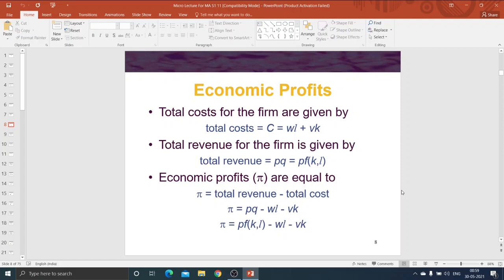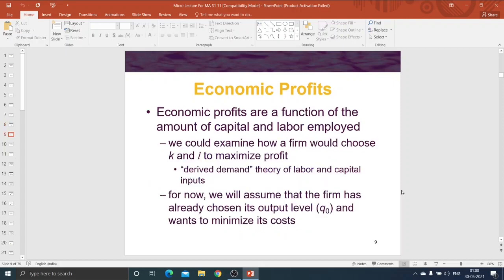Total revenue for the firm is given by the total quantity produced times the price at which it is sold, which is a function of capital and labor. So economic profit, pi, is the difference between these two, that is, pi equals total revenue minus total cost. This is the simple understanding of profit: profit is the difference between revenue and cost.